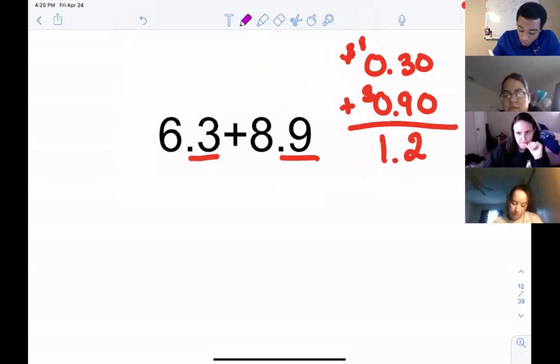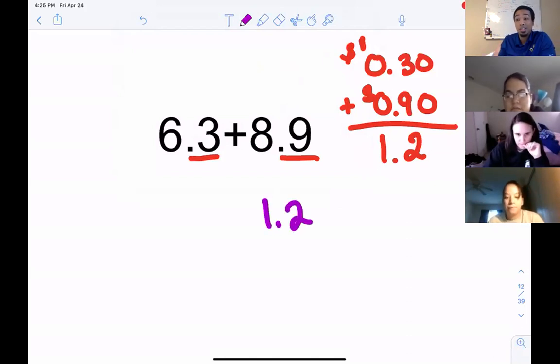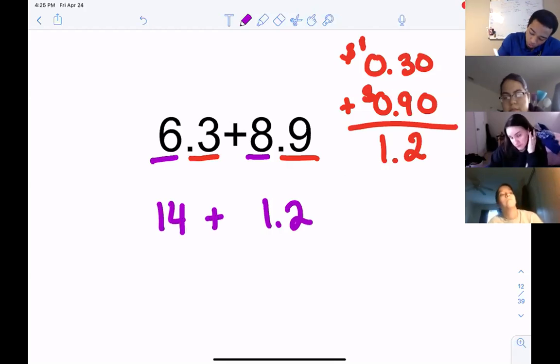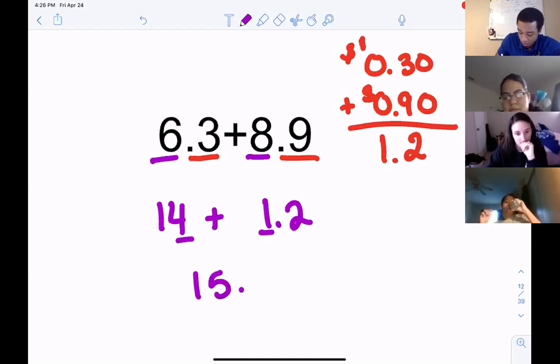So with that said, 3 and 9 together makes 1.2. Again, the 0.3 and 0.9 together makes 1.2 because you go over to the next unit if you go above. And then the 6 and the 8, everybody quick. 6 plus 8 is? 14. Exactly. So we're going to have 14 plus 1.2. And then together, you're just adding 1 and 4 together because it's going to be 15.2.